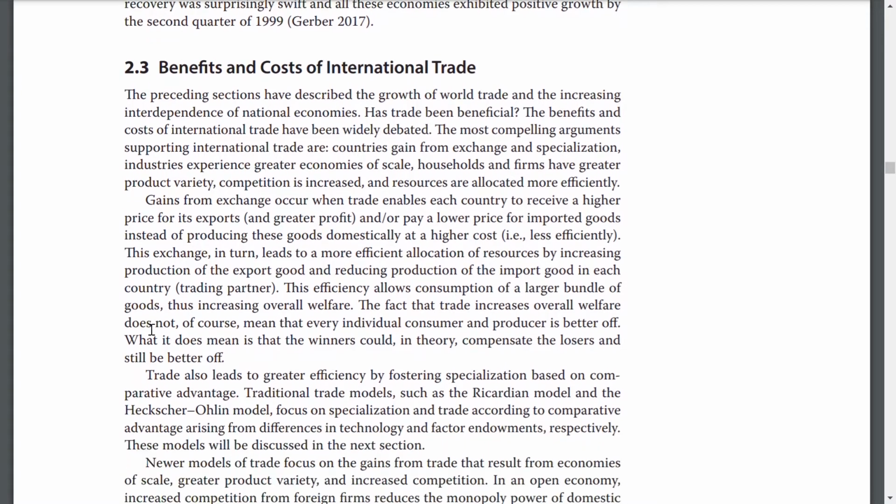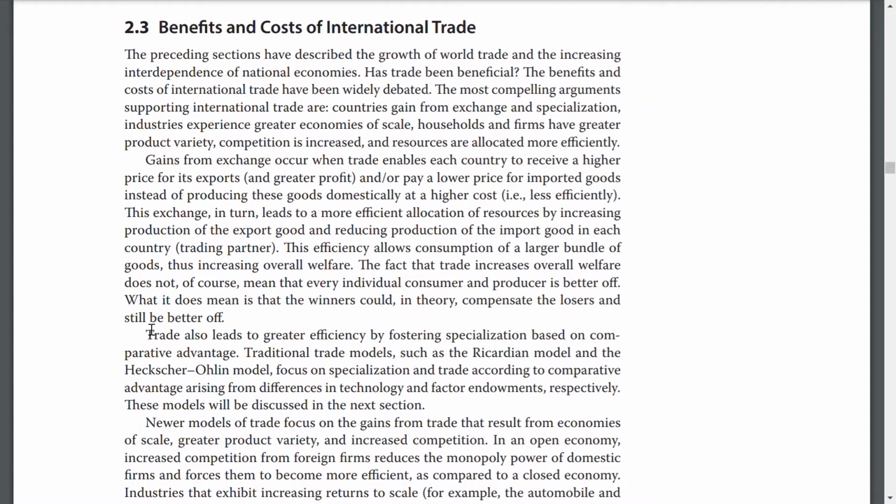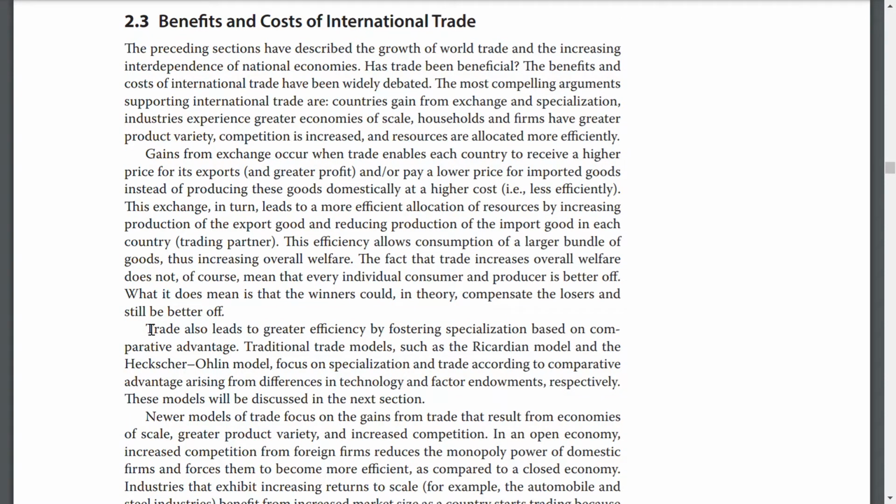Benefits and costs of international trade. The preceding section has described the growth of world trade and the increasing interdependence of national economies. Has trade been beneficial? The benefits and costs of international trade have been widely debated. The most compelling arguments supporting international trade are that countries gain from exchange and specialization, industries experience greater economies of scale, households and firms have a greater product variety, competition is increased, and resources are allocated more efficiently.